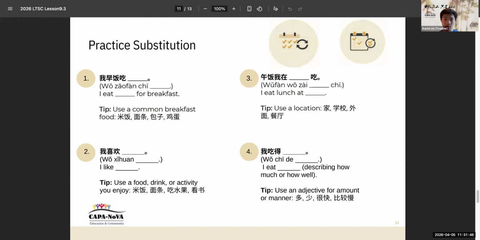So yeah, that's all of my lesson for now. We can do breakout rooms and then have some practice dialogue at the end. Great, great. Aaron, you did a really good job. Thank you so much. And we're going to go to the breakout room.